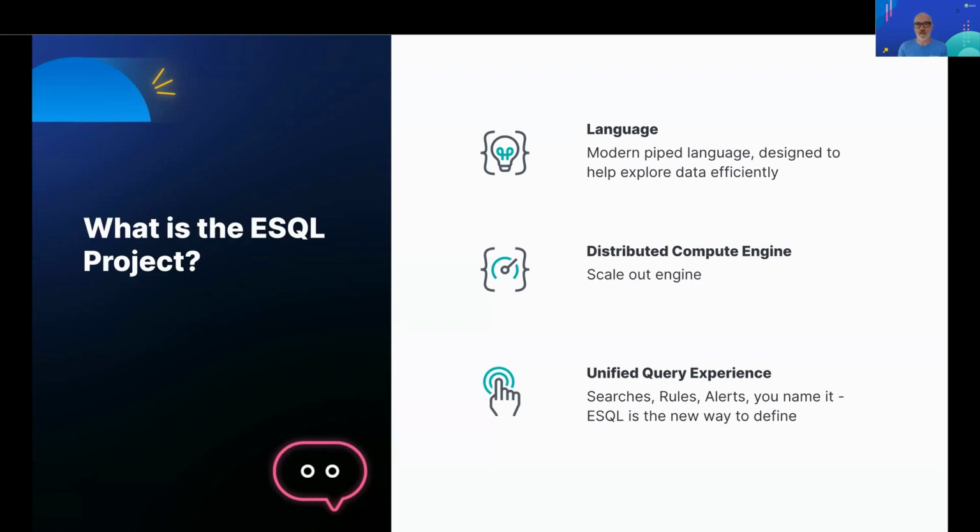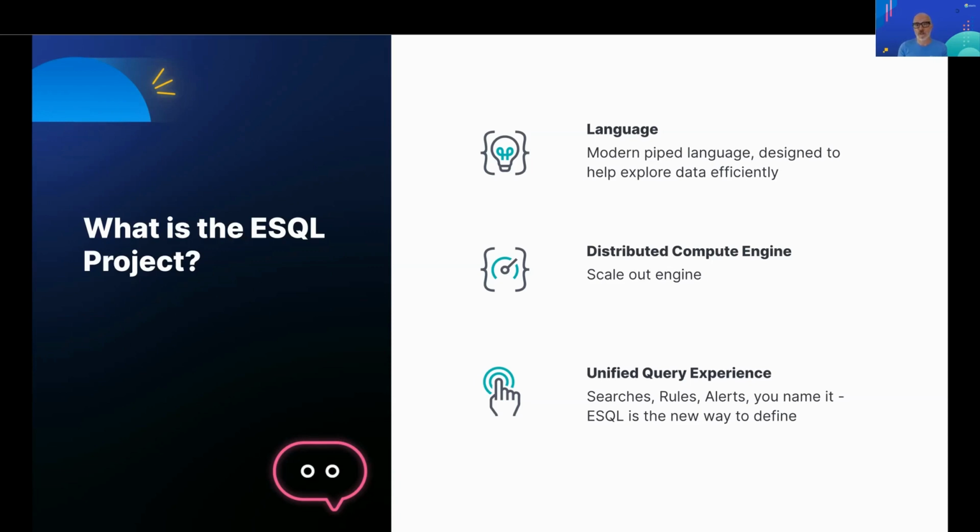Essentially, ESQL is three things. Firstly, it's a new query language that is designed to help incrementally explore data in a natural way. Rather than a big complex statement like a SQL statement can often be, it allows you to slowly add and refine and frankly debug the data results as you build up the search statement.